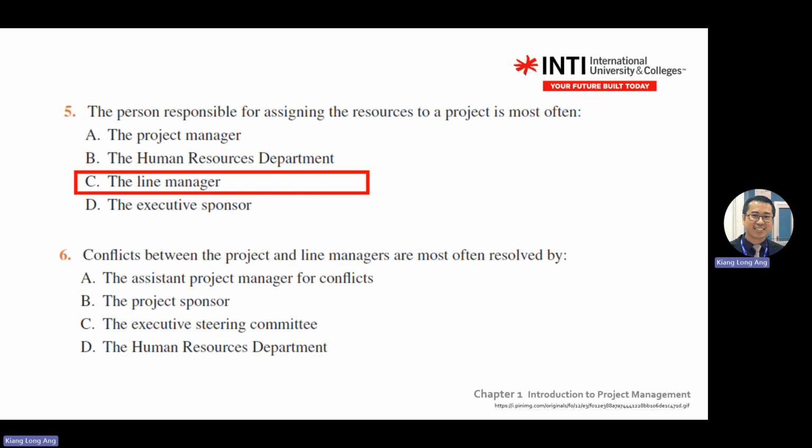Okay, so remember, this is a very important concept for the rest of the module. Conflict between projects and line managers are often resolved by who? Resolved by who? I mean, between the project manager and line manager, maybe there's a manager missing here. It means you quarrel with the production manager. Who goes and solves this one? Sponsor. It means your CEO or the top management.